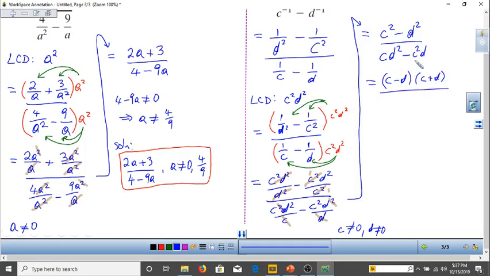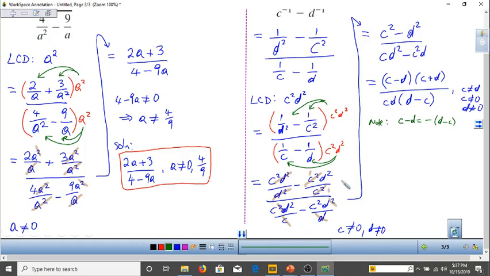Then the denominator, the common factor here, is cd, and that leaves d minus c inside the parentheses. So we have an additional condition. Apart from c not equal to 0 and d not equal to 0, we must also have the condition that c is not equal to d, because that would cause this thing to be 0. Additionally, remember that c minus d is the negative of d minus c.